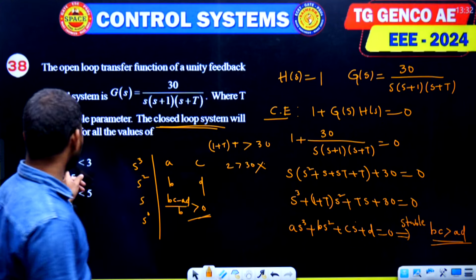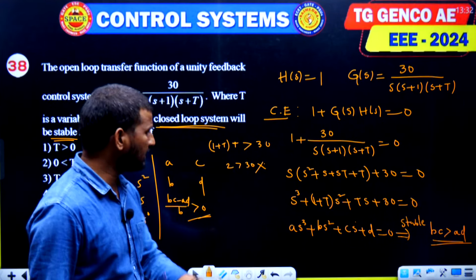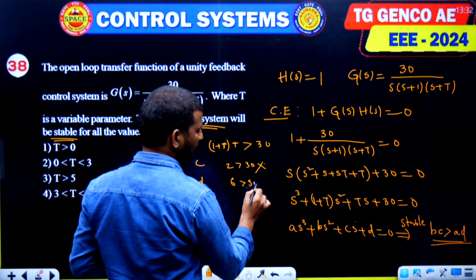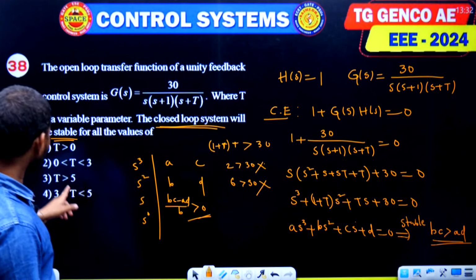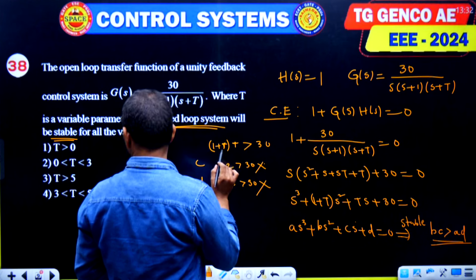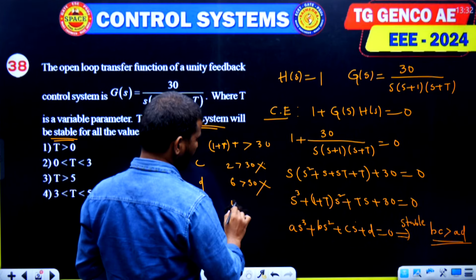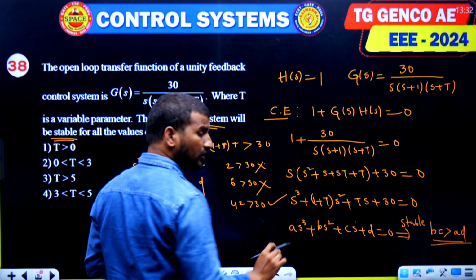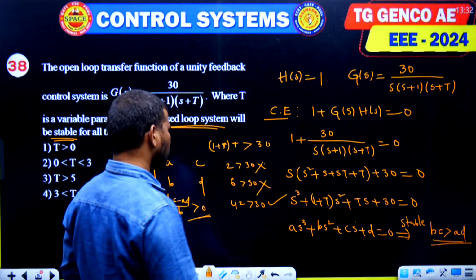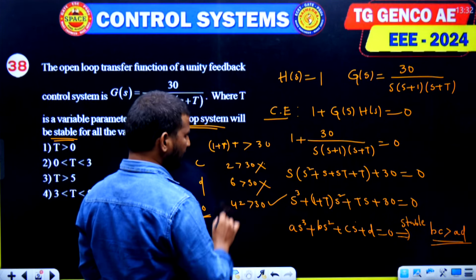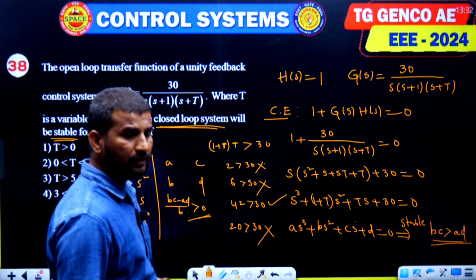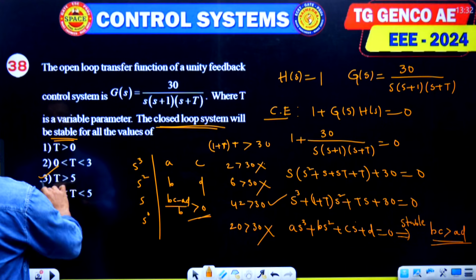This is the first option. Second option, take a number between 0 and 3, say 2. 2 plus 1 will be 3, 3 into 2 is 6, 6 greater than 30? No, not at all. Next, t greater than 5, let us take 6. 6 plus 1 is 7, 7 into 6, 42 is greater than 30. As of now it is satisfied, the third option is satisfied. Fourth option, in between 3 and 5, let us take 4, there is only one possibility. 4 plus 1 is 5, 5 into 4 is 20, 20 greater than 30? Not at all. Therefore, our right answer for this question will be the third option.